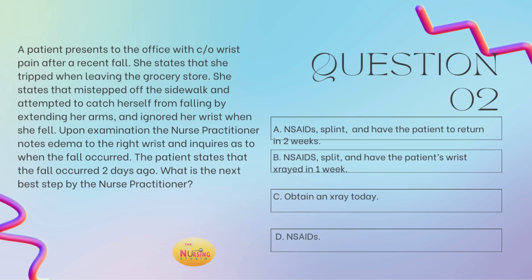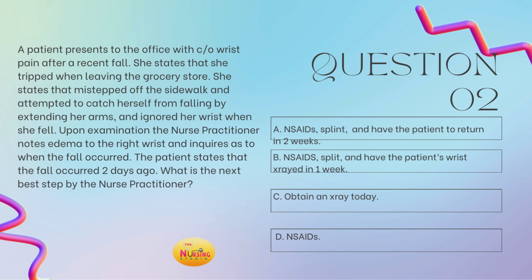Question number two for today. A patient presents to the office with complaints of wrist pain after a recent fall. She states that she tripped when leaving the grocery store. She states that she misstepped off of the sidewalk and attempted to catch herself from falling by extending her arms and injured her wrist when she fell. Upon examination, the nurse practitioner notes edema to the right wrist and inquires as to when the fall occurred. The patient states that the fall occurred 2 days ago. What is the next best step by the nurse practitioner?